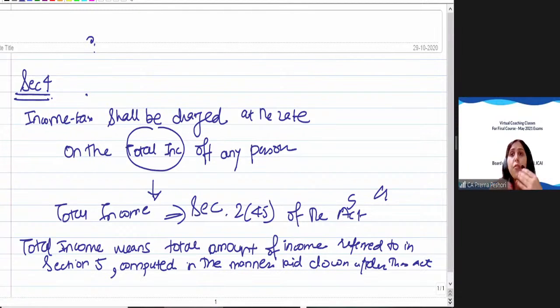Now section 5 determines the scope of total income. Scope of total income means what? That for a resident, all these incomes would be taxable in India. For a resident and not ordinarily resident, only these incomes will be taxable in India. And for a non-resident, what will be taxable in India? That is defined under the scope of total income under section 5.